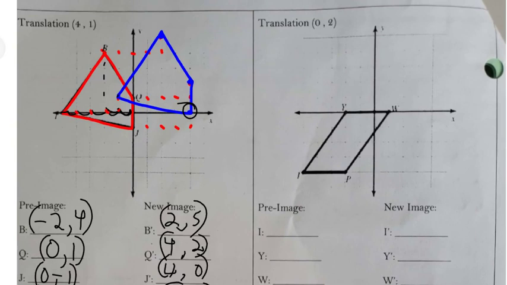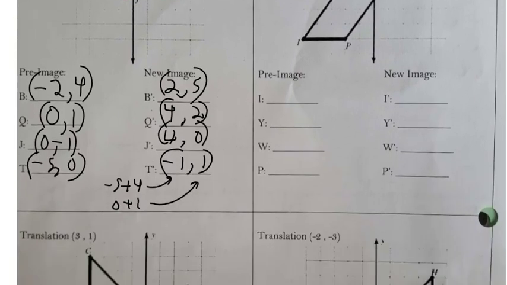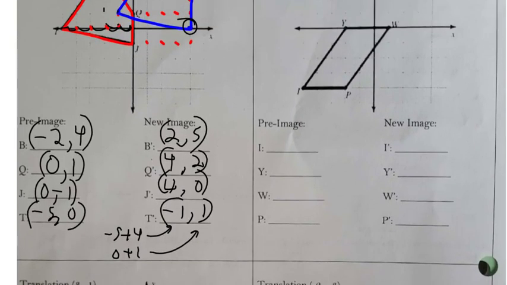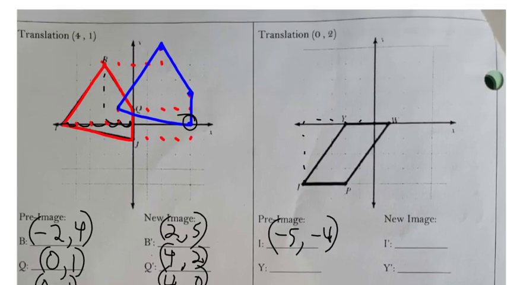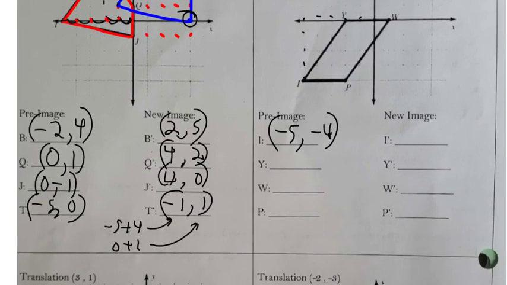So on this one, the second one, translation of 0, 2. Let's write our points down and then just do the shortcut. So I is at negative 1, 2, 3, 4, 5. Negative 1, negative 2, negative 3, negative 4. And let's just do the change right away this time. So the new point is going to be add 0 and add 2. So this isn't going to change. And negative 4 plus 2 is negative 2.